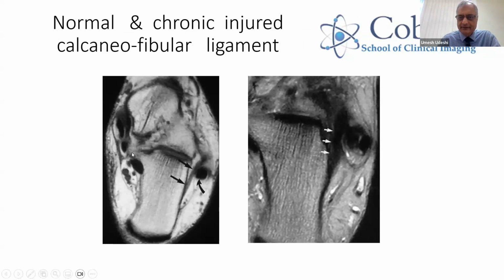The calcaneofibular ligament here on the left-hand side is a normal one underneath the peroneal tendon, just there underneath it on the axial image. And here you've got a much thicker one, harder to see because there's fibrosis and scarring all around it. Two peroneal tendons going superficial to it, but this is a thickened calcaneofibular ligament due to previous injury.